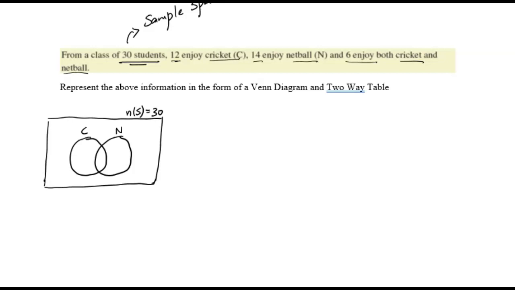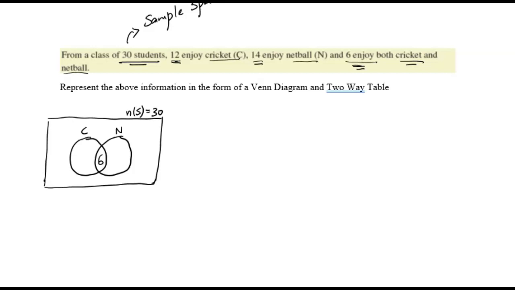And that information has been given to us here, right? 6 students enjoy both cricket and netball, and that's the first piece of information that's going to go in the middle there. So 6. Now if I just consider all the numbers that have been given to us in the question, 12 enjoy cricket, 14 enjoy netball, and 6 enjoy both. If I add all 3 numbers together, 12 plus 14 plus 6 gives me 32.